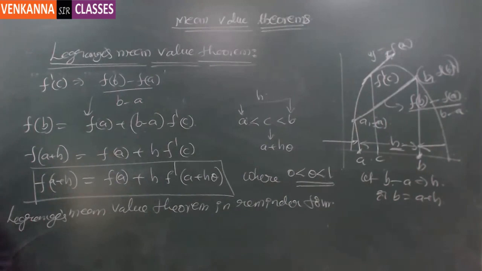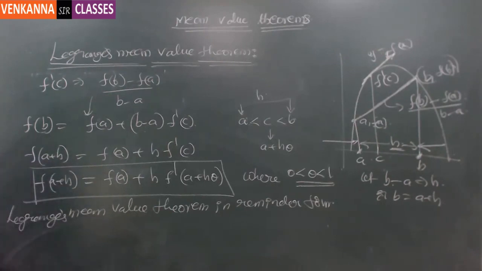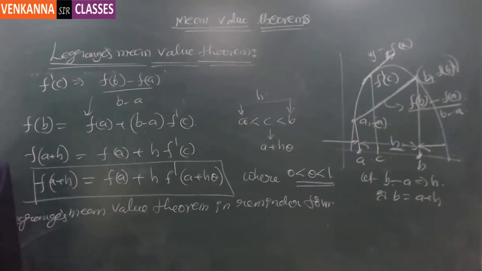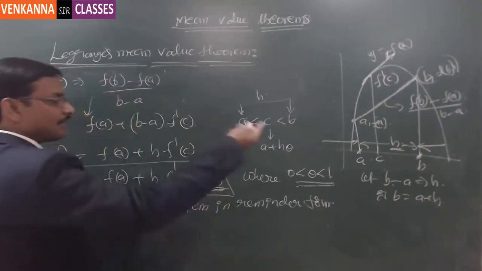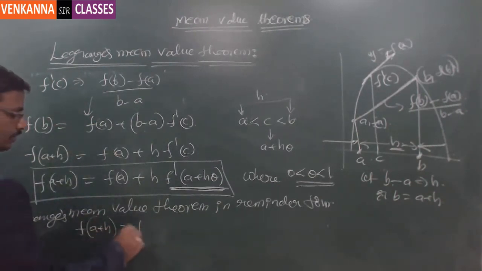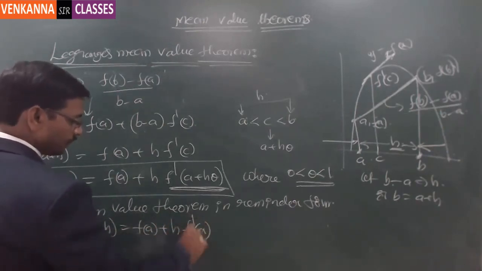So any other questions? Yes. So this is Lagrange's mean value theorem. And then an extension of this one is Taylor's expansion. What Taylor's expansion states is that this f dash of a plus h theta is further expanded with the help of Lagrange's mean value theorem again. Then f of a plus h is equal to f of a plus h times f dash of a.